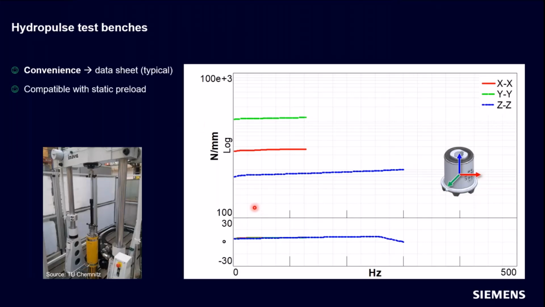This works quite well, and it's actually also compatible with static preload. So we can apply a constant preload with the hydraulic system and then put the pulse on top of it as a kind of AC component to map the preload dependency.